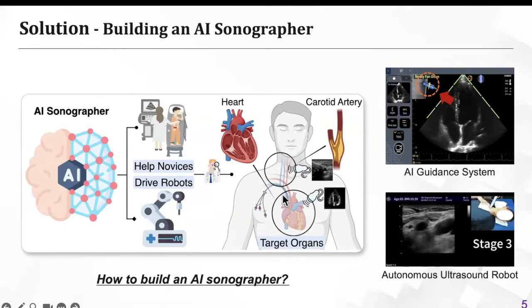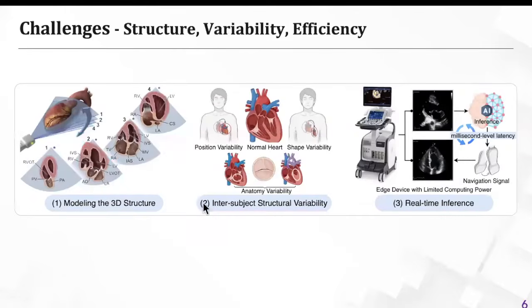How to build an AI sonographer? I think there are three main challenges we have to solve. The first one is enabling the model to understand the 3D structure of the organ. In ultrasound scanning, 2D slices are used to view the organs, so comprehending the 3D structure comes down to modeling the relationship between different 2D slices.